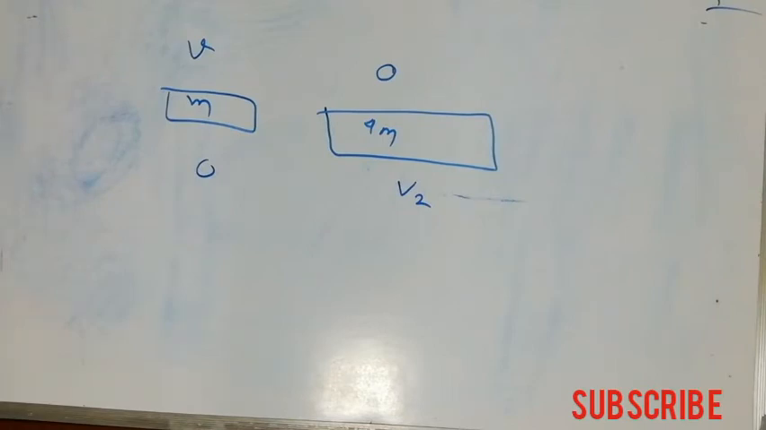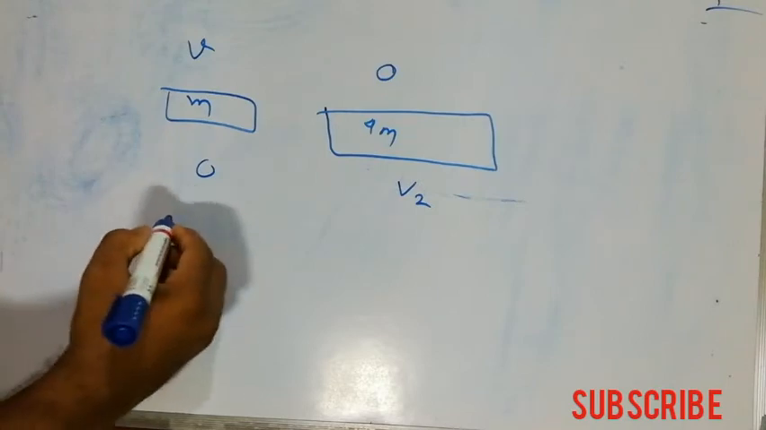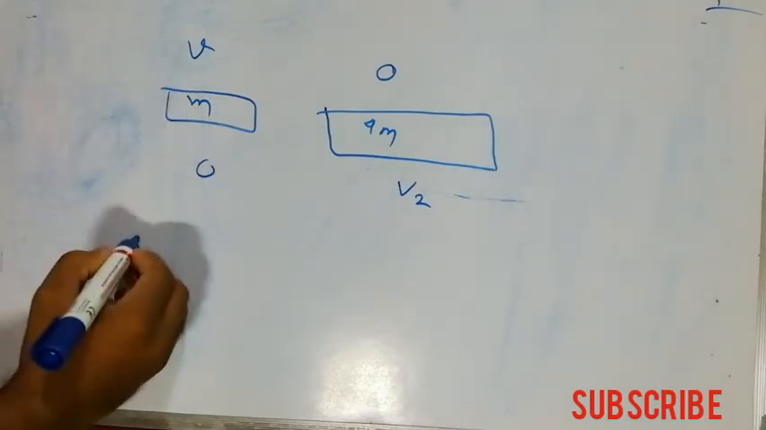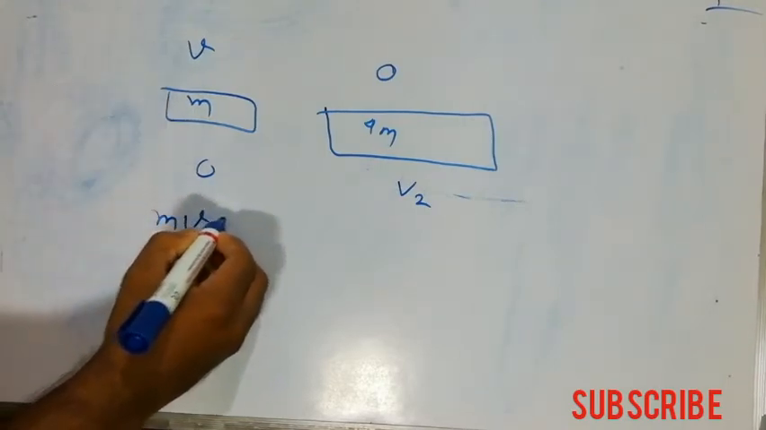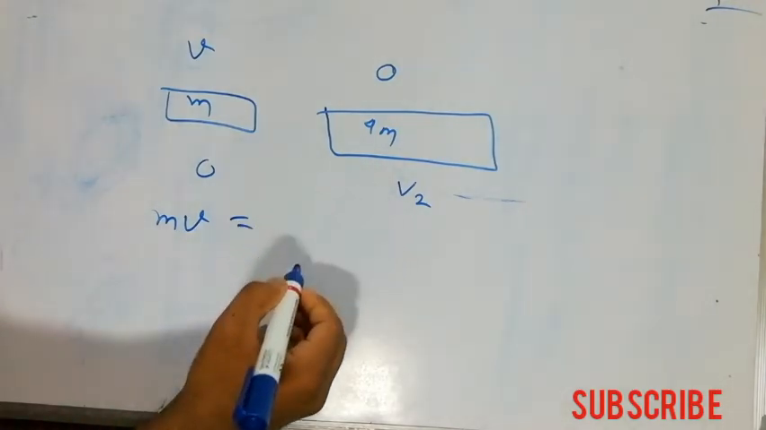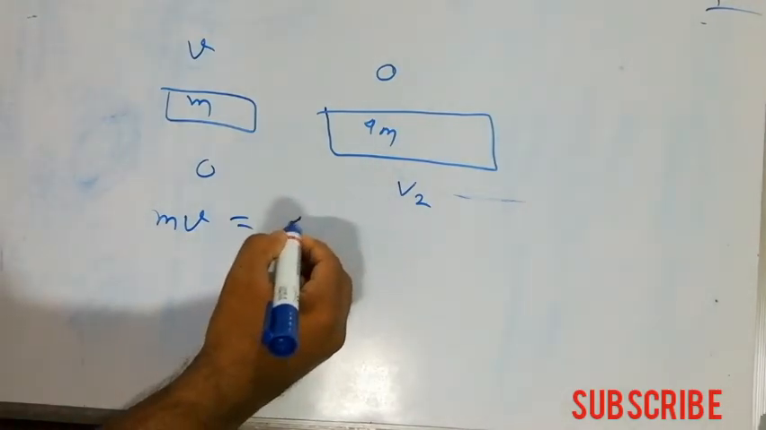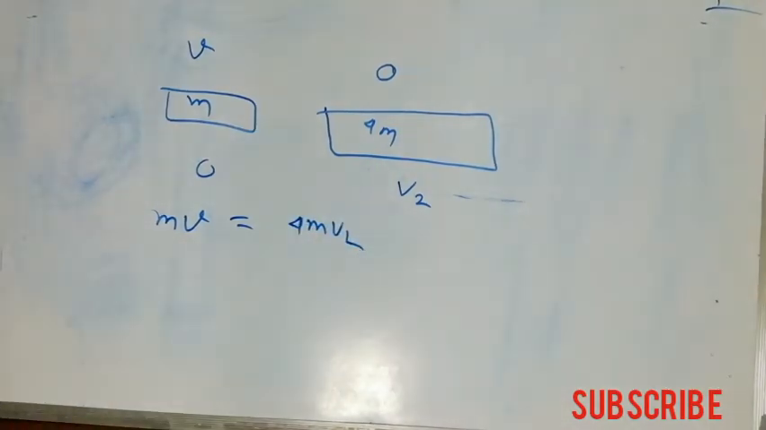We know that according to the conservation of linear momentum, the initial linear momentum, m into v, is equal to the final linear momentum, 4m into v2.